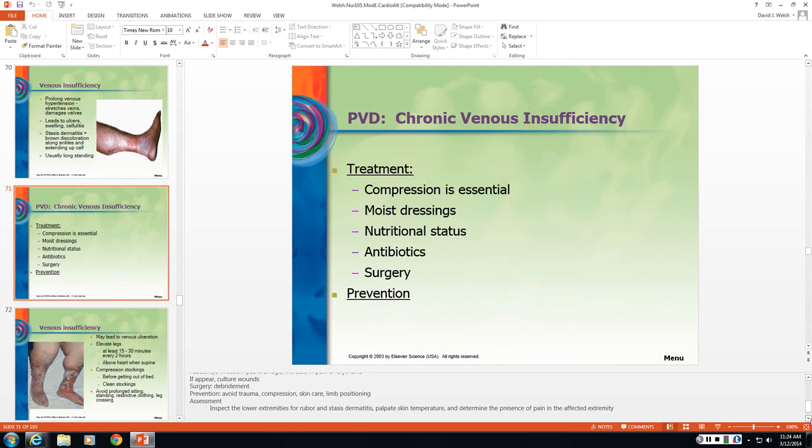Prevention-wise, what you want to do is try to get those people to avoid trauma to those areas, teach them compression, skin care, limb positioning. Assessment for people with CVI: you're going to inspect the lower extremities for any kind of rubor or stasis dermatitis. You're going to palpate the skin temperature and determine the presence of any kind of pain in the affected extremity.